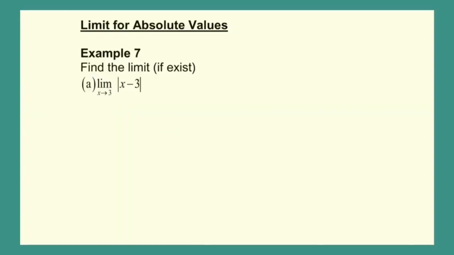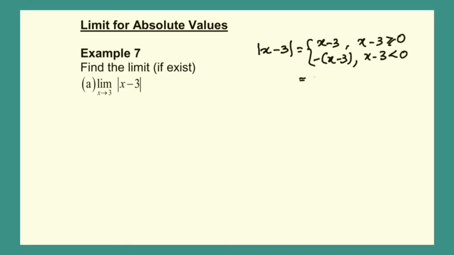Now we look at the limit for absolute values. Find the limit if it exists: limit of modulus x minus 3 as x approaches 3. First, we define modulus x minus 3 as x minus 3 for x minus 3 greater than or equal to 0, and negative (x minus 3) for x minus 3 less than 0. Then simplify: x minus 3 for x greater than or equal to 3, and negative (x minus 3) for x less than 3.